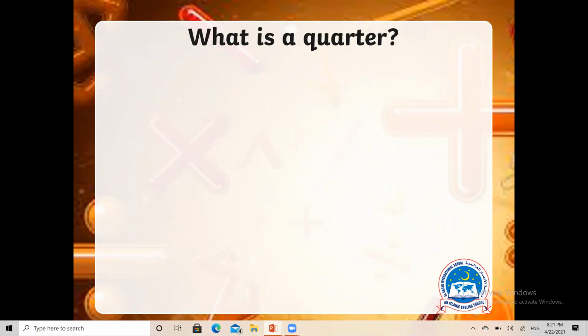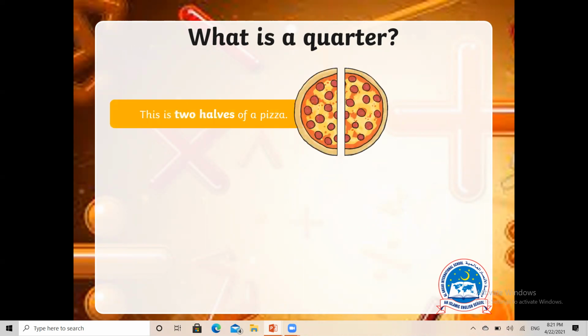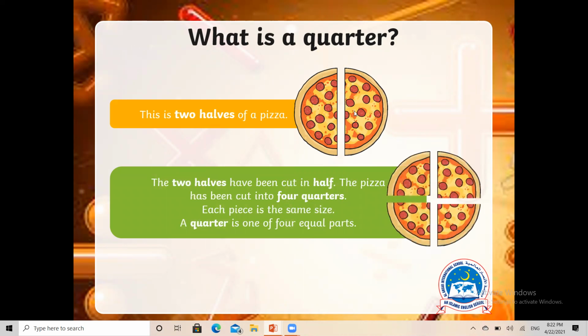What is a quarter? Look here. I have one pizza and I cut it into two halves, right? So here we have two halves of a pizza. The two halves have been cut again. We cut it in half. So now the pizza has been cut into 4 quarters. Each piece is the same size.